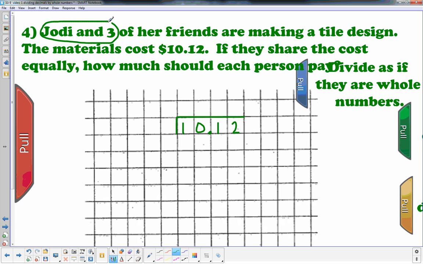I'm dividing by 4. There are 4 people dividing up the cost. All right, press pause, work this out, and then press play when you're ready to check your work. All right, let's check over your work.